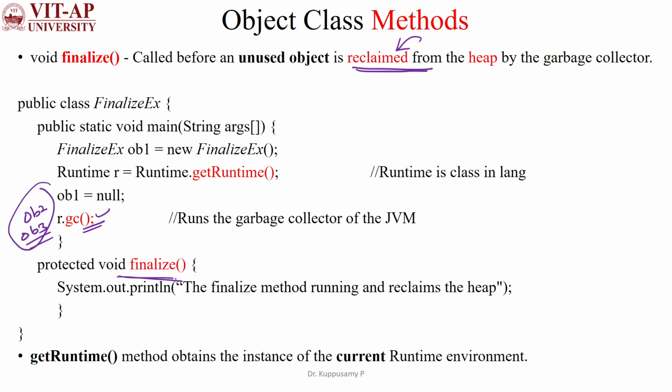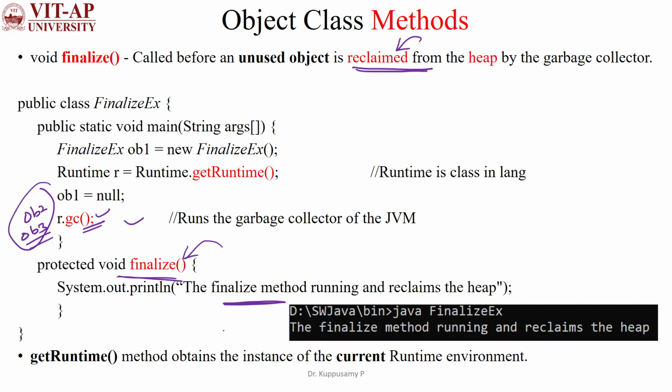Finally, after running this method, I am calling the finalize method, which reclaims the memory locations of the unused objects. When I run this, I will see the method output. This is just a representation of the finalize method execution, which is not itself reclaiming. If the method executes automatically in the background, it will reclaim the heap memory locations of unused objects. This statement is just for representation to the software developer.